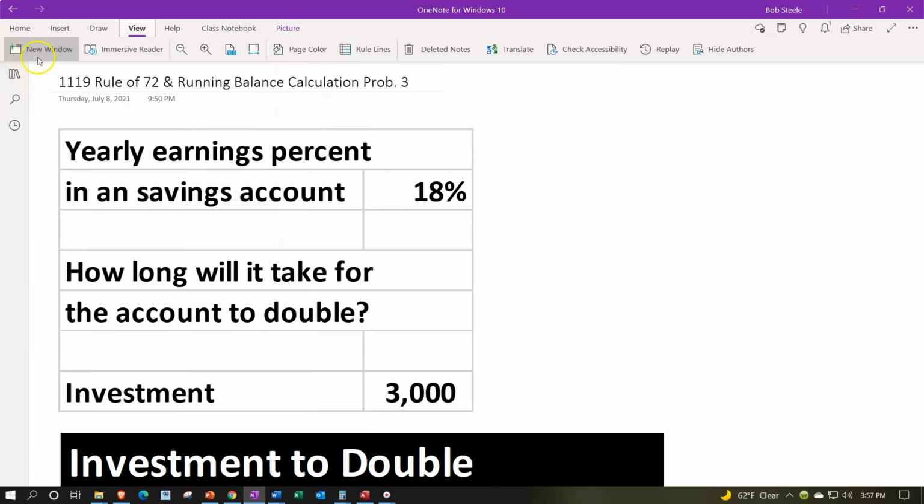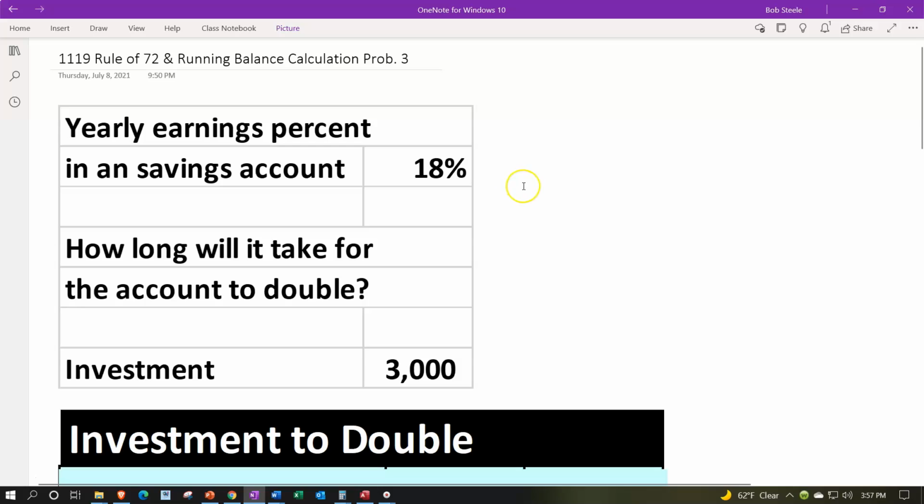Closing the icon, we've got our information up top, calculation then on down below. We're looking at our present value, future value calculations. We'll be running this in multiple different ways. We have the information saying that the yearly earnings percent in a savings account is going to be 18%. Now, generally, 18% is going to be high for a savings account, but we want to use the 18% given. This is the third problem, and we want to use a higher rate than we had in the other two.